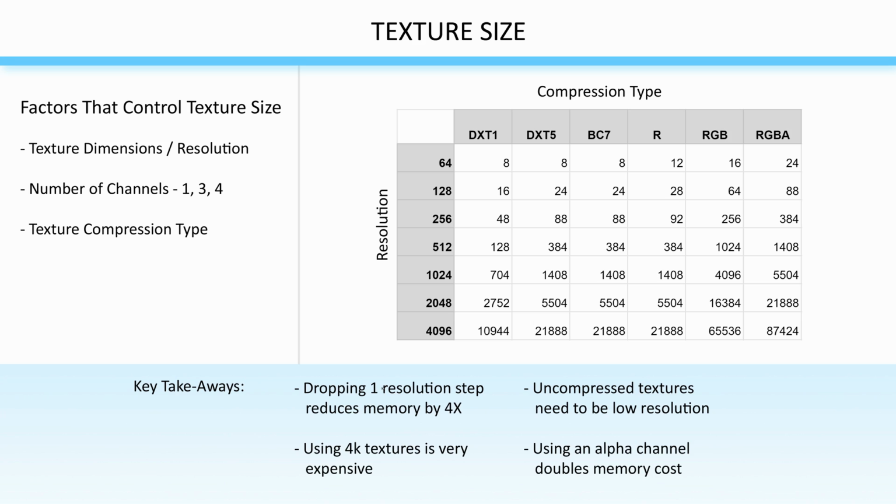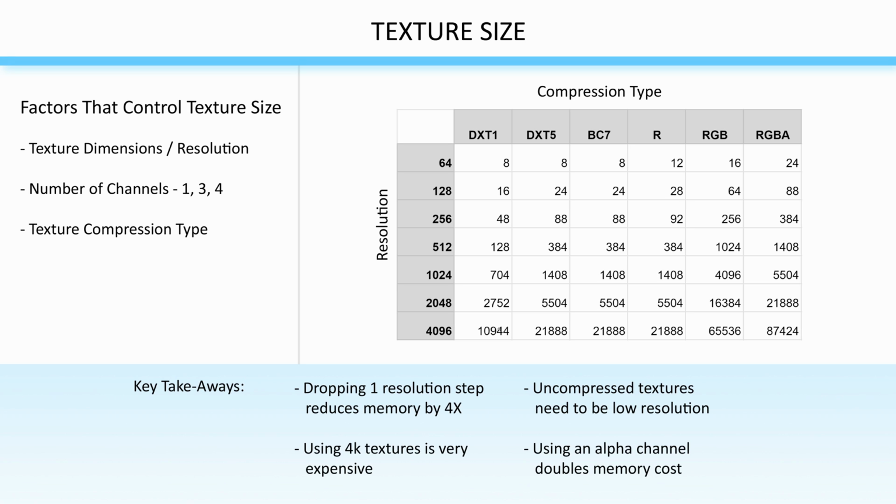First of all, dropping one resolution step, for example, from 4096 down to 2048, reduces memory by about 4 times. So we can see going from a DXT1 texture of 4096 down to 2048, it goes from almost 11 megabytes to just under 3 megabytes. What we can see from this is that using 4K textures is really expensive. We just added like 8 megabytes to jump from 2K to 4K.